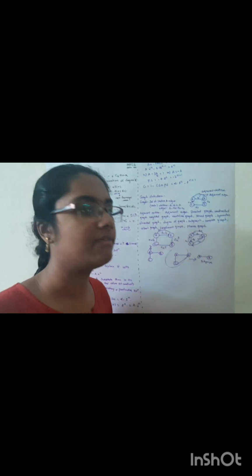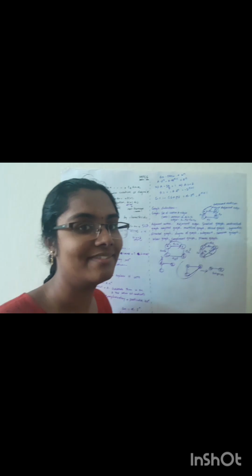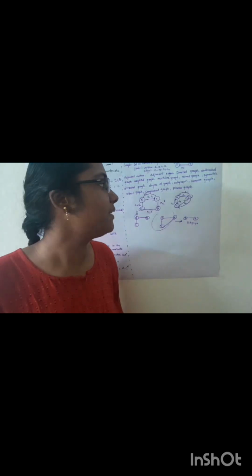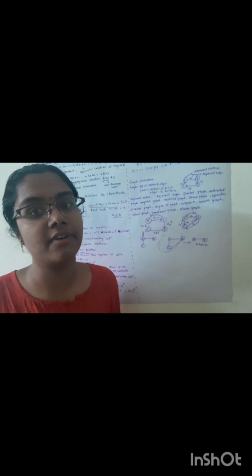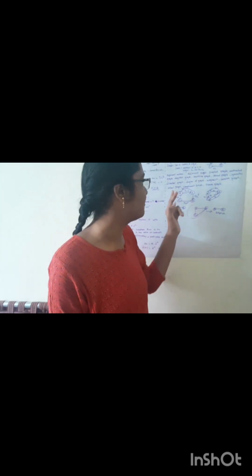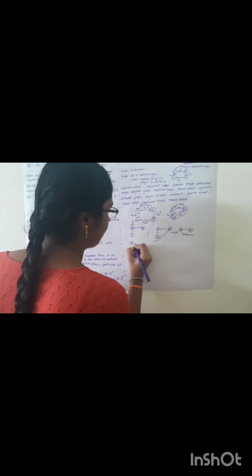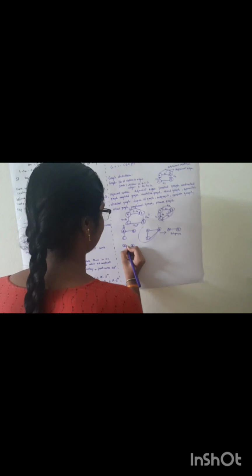Next, complete graph. A graph G is said to be complete if there is an edge from every vertex to all other vertices. Let us consider a graph like here. There is an edge from A to B and A to C. Like that, every vertex has an edge to other vertices. So it is a complete graph.